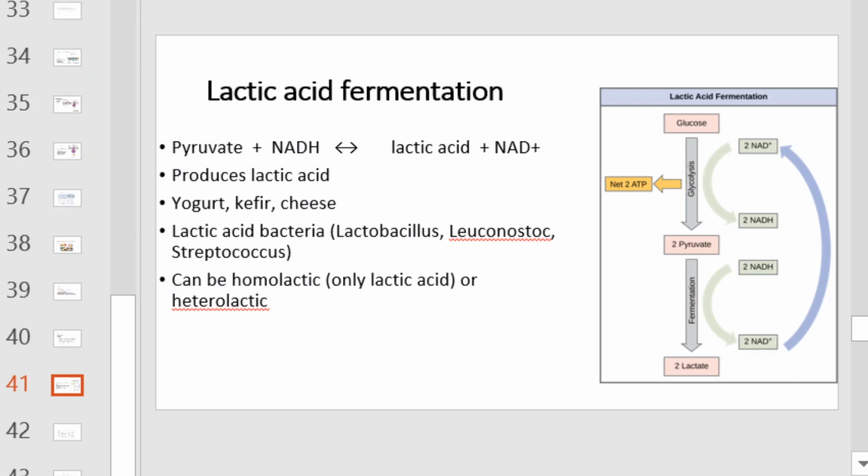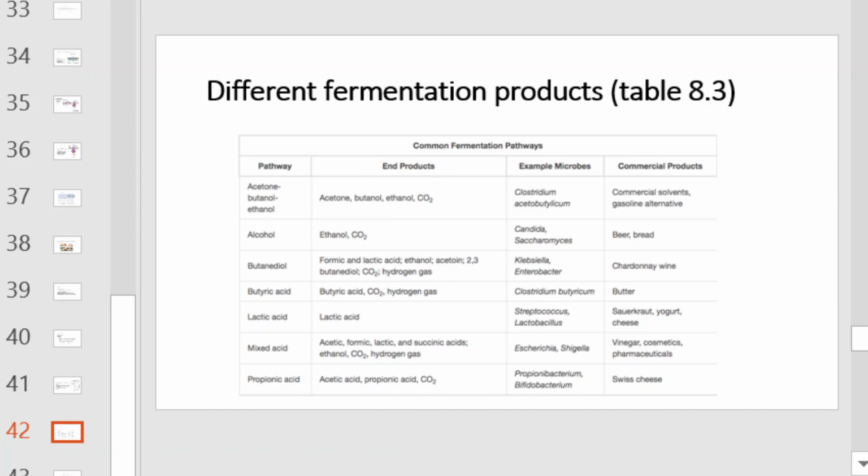Here we see lactic acid fermentation. Lactic acid fermentation produces lactic acid in things like yogurt and cheese. It can also produce sore muscles in multicellular organisms such as you and I. This is a summary of the different fermentation products from your text. Take a moment to review the pathway, the end products, and the examples that follow.